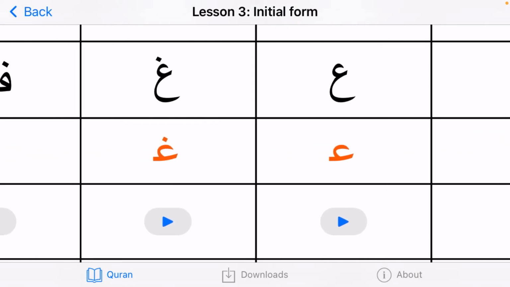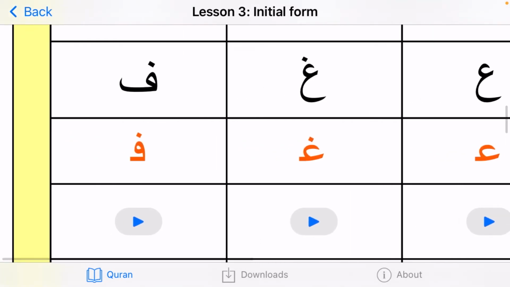Ain and ghain, same thing. It's like the ain and the ghain is chopped from the top curve. As you can see, it goes to the bottom. In this case, do not mix the ain up with hamza. Fa, qaf look the same as well.